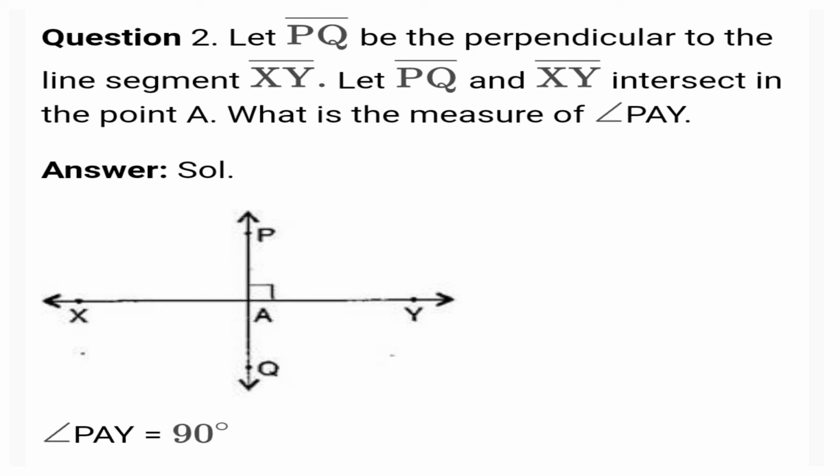Well, it is given to us that line segment PQ is perpendicular to line segment XY and they intersect at point A. Thus, with the help of properties of perpendicular line, we can say that measure angle PAY will be 90 degree. And here it can be understood using the figure.